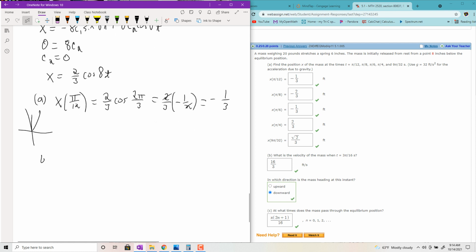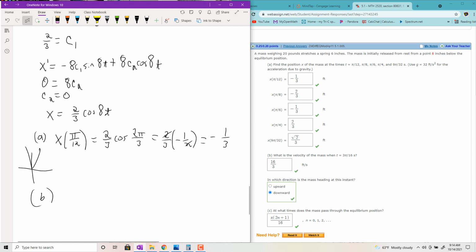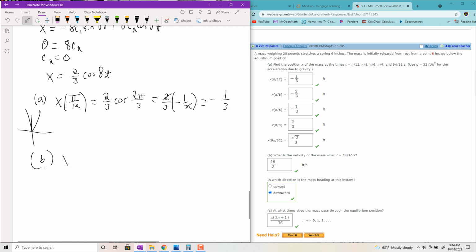Then part B, they want the velocity questions. So I go back to my equation of motion and get its derivative. So x prime is going to be negative 16 thirds sine of 8t. So the velocity at 3 pi over 16 is going to be negative 16 thirds sine of 8 times 3 pi over 16, which will be 3 pi over 2.